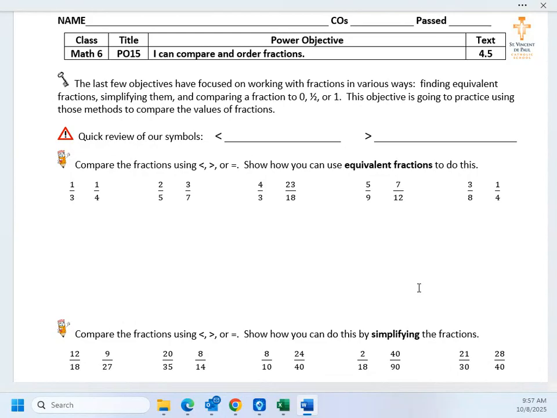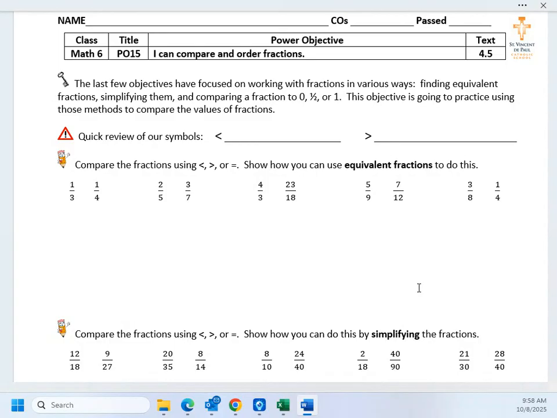The last few objectives have focused on working with fractions in various ways, finding equivalent fractions, simplifying them, and comparing a fraction to 0, half, or 1. This objective is going to practice using those methods to compare the values of fractions. So we're going to decide which method to use to compare and order the fractions.